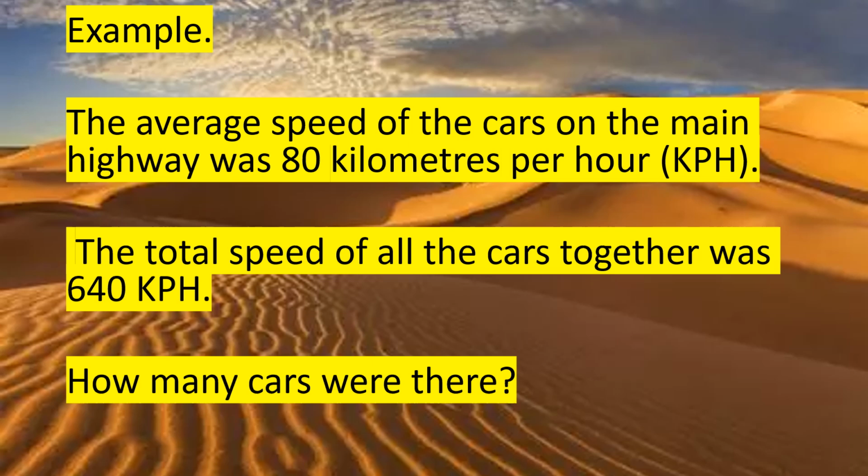Here's an example. The average speed of the cars on the main highway was 80 kilometers per hour. The total speed of all the cars together was 640 kilometers per hour. How many cars were there? So they've given you the average and they've given you the total of the speed of all the cars added together. What you have to figure out is the number on the bottom. How many cars were there?